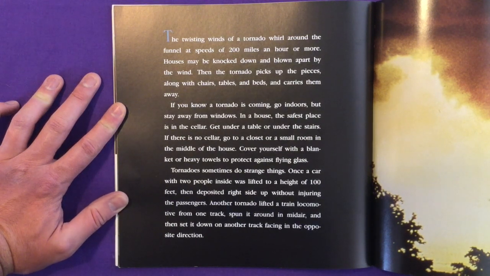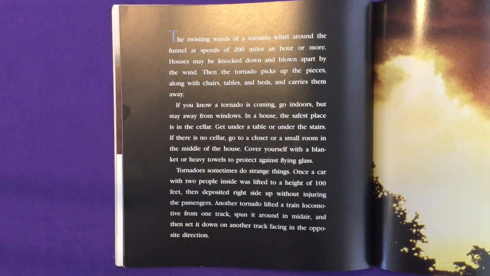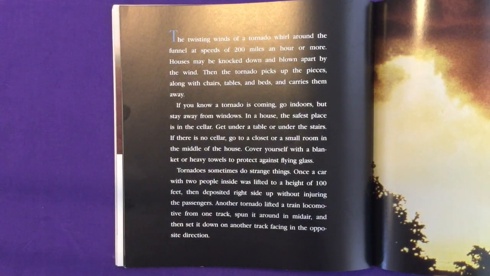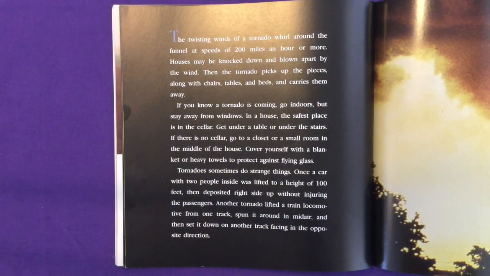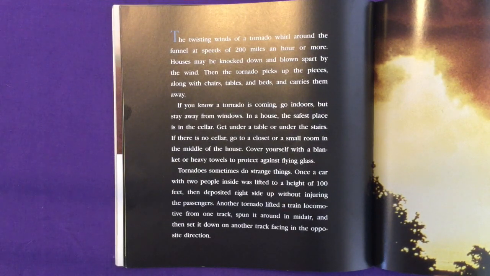If you know a tornado is coming, go indoors, but stay away from windows. In a house, the safest place is the cellar. Get under a table or under the stairs. If there is no cellar, go to a closet or a small room in the middle of the house. Cover yourself with a blanket or heavy towels to protect against flying glass.